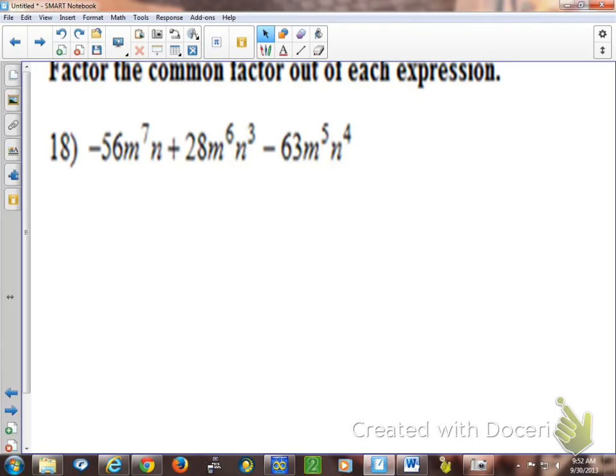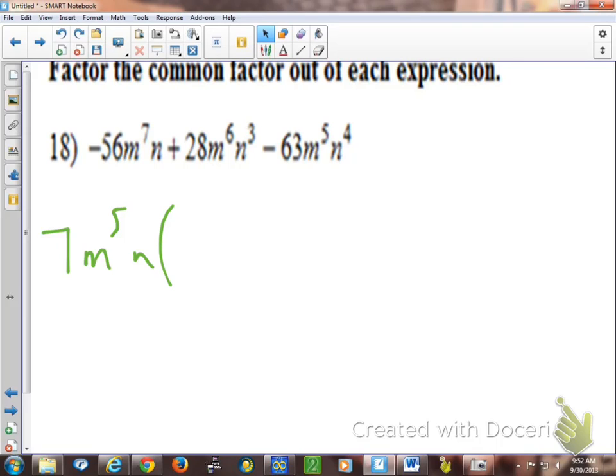Well, is there a number that goes into 56, 28, and 63? 7. So 7 comes out of the numbers. What's the smallest number of m's we have available? M to the 5. And what's the smallest number of n's we have? 1.